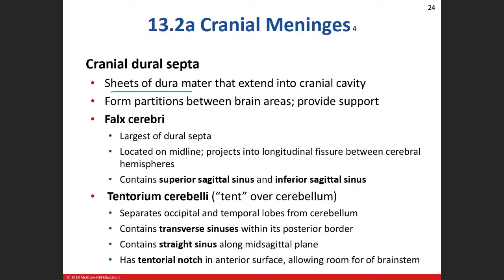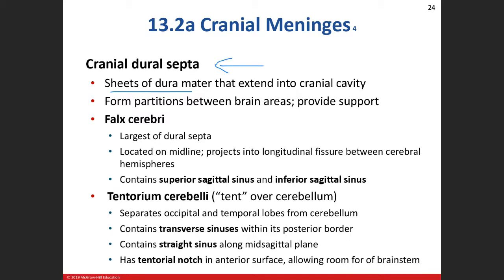Was it Thursday? No, Thursday we talked about it. Remember we were talking about the longitudinal fissure, that deep depression between the left and right cerebral hemispheres. I was telling you that there's a sheet of connective tissue that will invaginate or extend down into that area. That sheet of connective tissue is the cranial dural septa here.